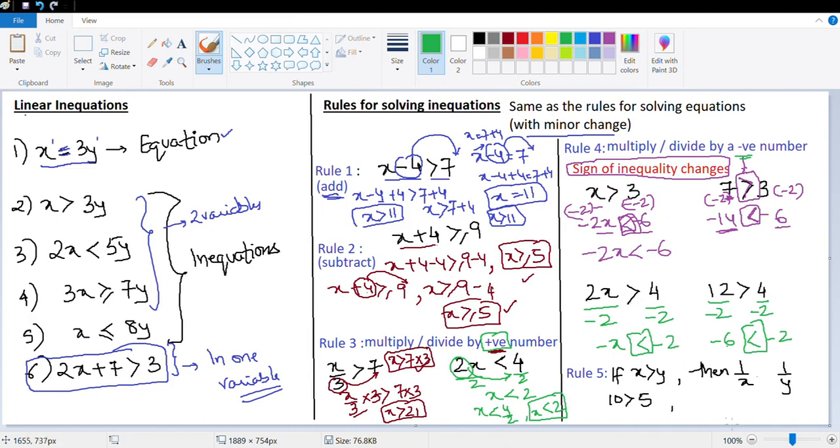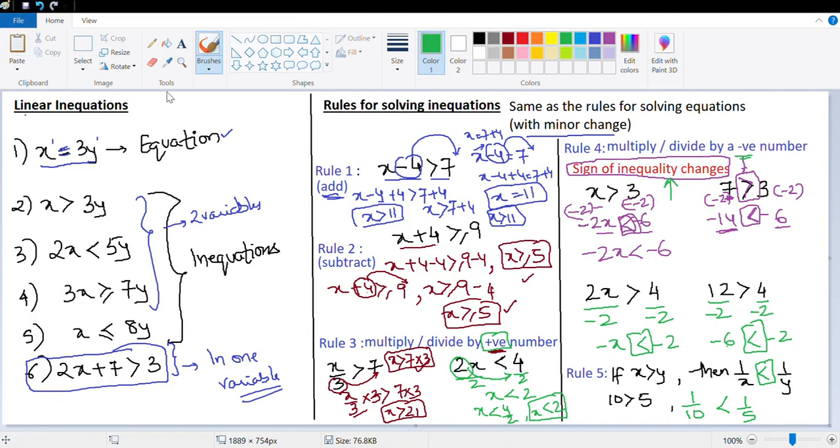And then the last rule, which is if x is more than y, then 1 by x is less than 1 by y. Let's look at an example. Say 10 is more than 5, which means 1 by 10, which is 0.1, and 1 by 5, which is 0.2, which is bigger. So if you are taking the reciprocal of both sides, the sign of inequality changes. The key difference here is if you are multiplying or dividing by a negative number, the sign of inequality changes.